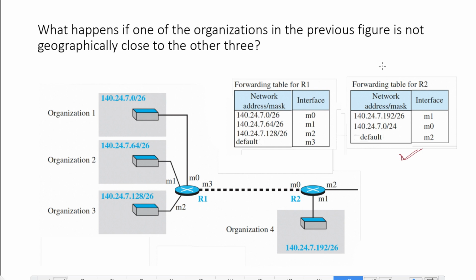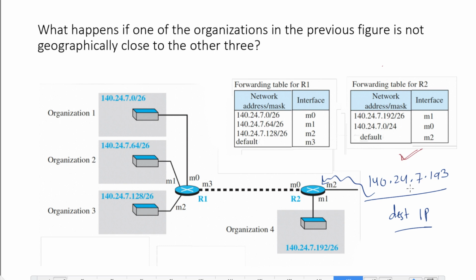Now this is fine, but let me ask you a question, and then you need to tell me the answer. Suppose some packet coming to R2 actually belongs to this network. Let me take one of the hosts here, maybe 140.24.7.193, which actually belongs to this organization, and with this destination IP it is coming to R2. Now my question is how R2 is going to forward this packet. Ideally it should get forwarded to M1, but is R2 doing this job? Is R2 forwarding this packet to M1 or not? Let's check it.